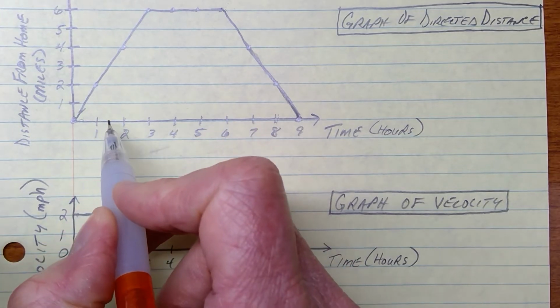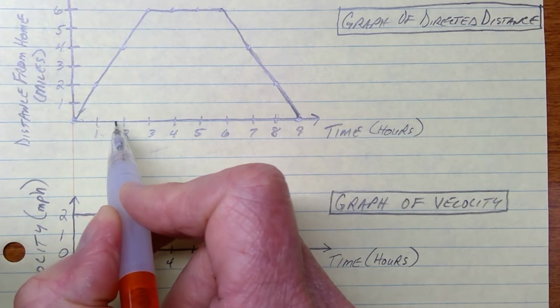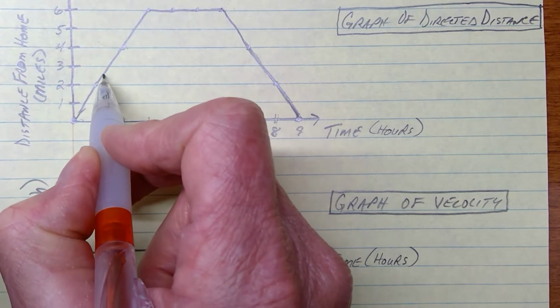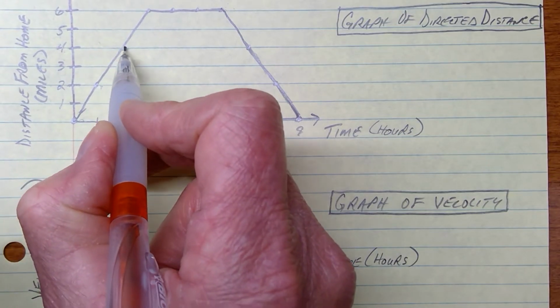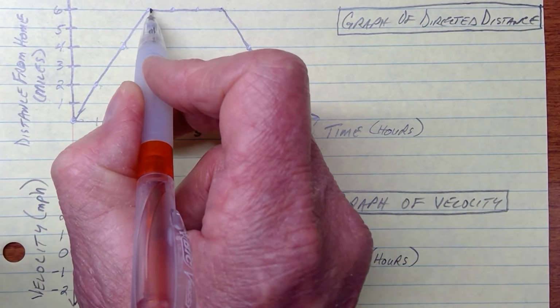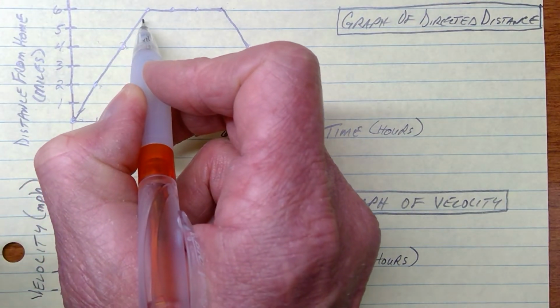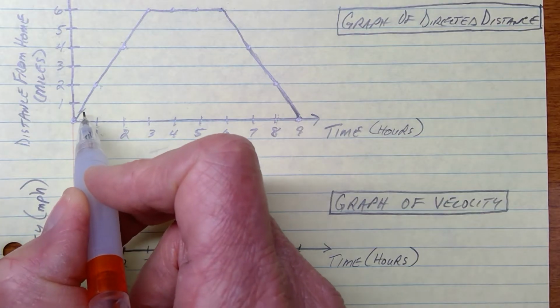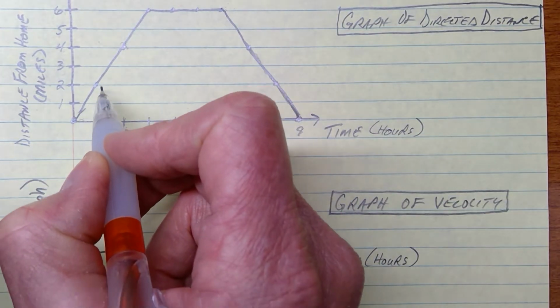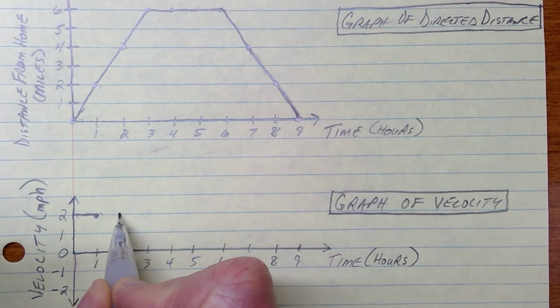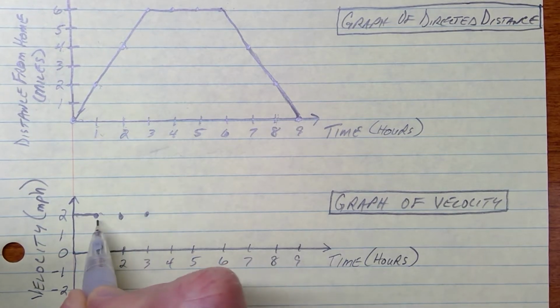Same thing for the second hour. From hour 1 to hour 2, the second hour here, I'm still going up to over 1. I'm going 2 miles an hour all the way up to hour 3. I'm doing a constant 2 miles an hour. My speed is constantly 2 miles an hour. My velocity is constantly 2 miles an hour. So for the first 3 hours, I'm going 2 miles an hour.